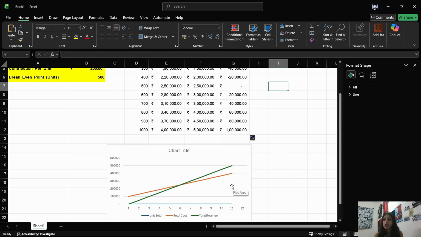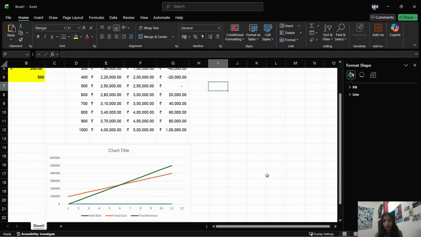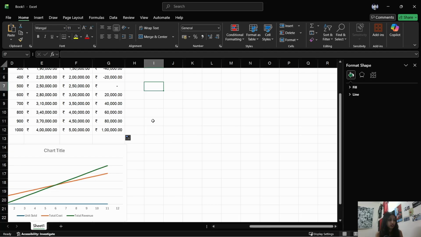So we can also calculate something called margin of safety. Suppose the company is currently selling 800 units. Let's calculate the margin of safety. I'm gonna highlight this. Bold and then yellow. Done.